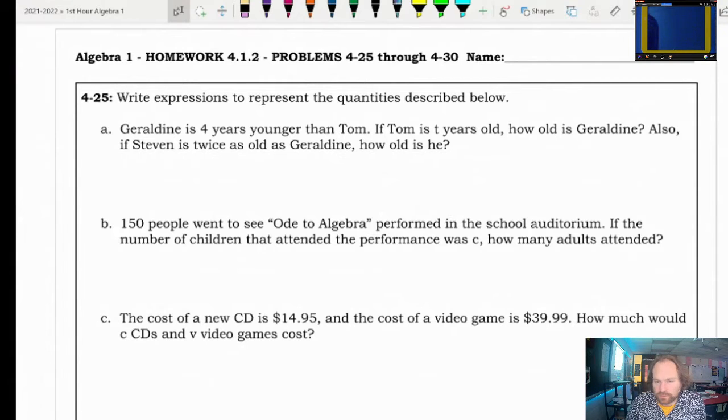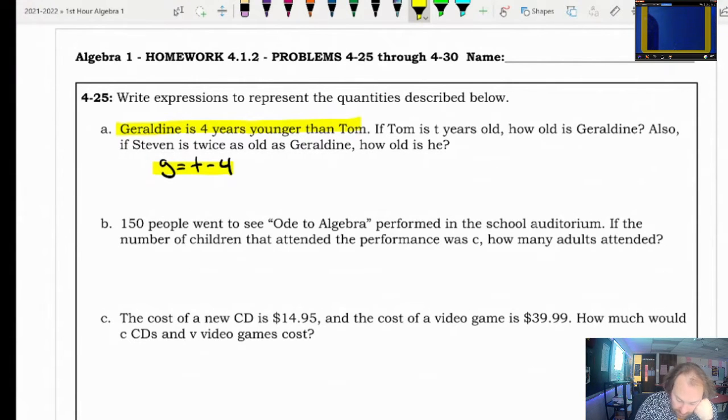All we got to do in 425 is write expressions to represent the quantities described below. We don't need to solve anything, so we got to read carefully and pull out variables and think about how we translate things. Geraldine is 4 years younger than Tom. I'm going to go ahead and write that G is equal to T minus 4. Bam! That's popping out at me right away. Geraldine's age is 4 less than Tom's age. If Tom is T years old, how old is Geraldine? Bam, we took care of that already.